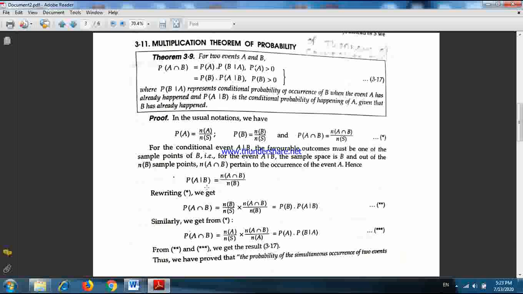And I tell you again that for conditional probability, or for the conditional event A given B, the sample space becomes B, and for the conditional event B given A, the sample space becomes A.